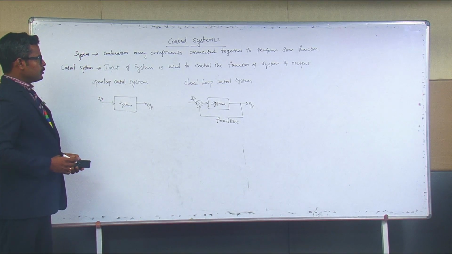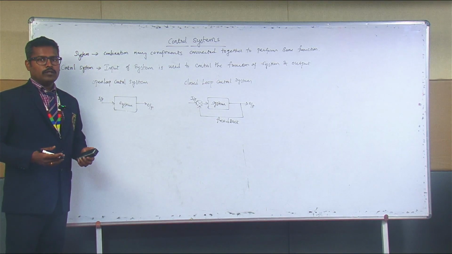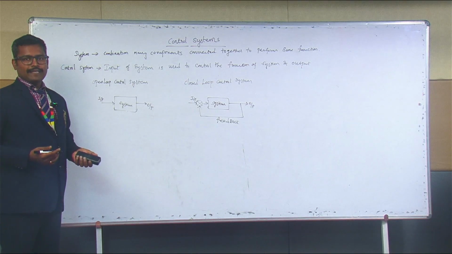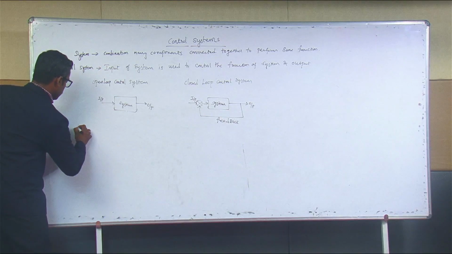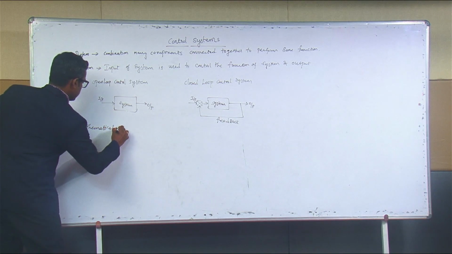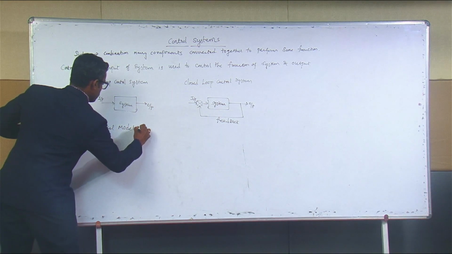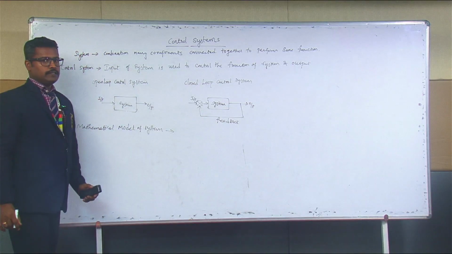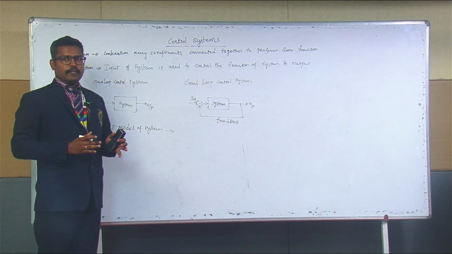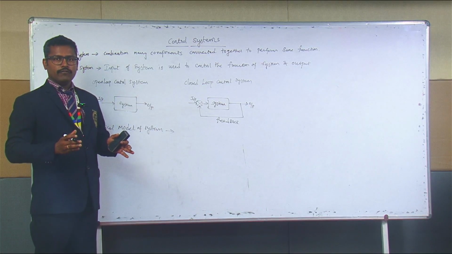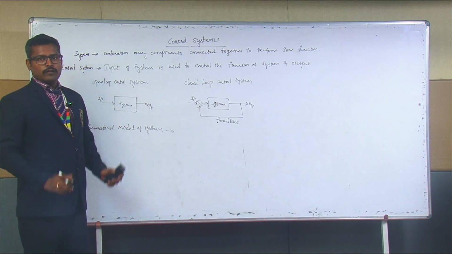So this is about the closed loop system. How we are able to control the system is by deriving the mathematical model. So we need a mathematical model of the system. What is a mathematical model? It is a physical equation which will describe the functions of each and every element in the system.